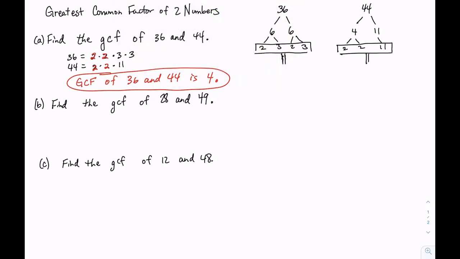How about 28? 28 is equal to what? 4 times 7. So that would be 2 times 2 times 7. And 49 is what? It's 7 times 7. So in this case, what do they have in common? They only have these 7's in common. So the GCF of 28 and 49 is 7. Okay.